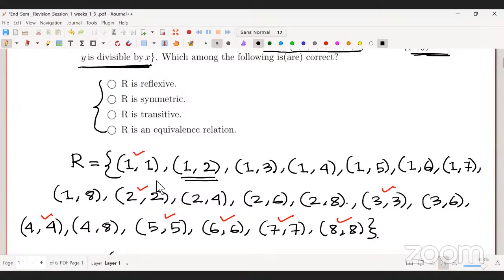Now I can say that this R is reflexive, but R is not symmetric. R is transitive. And what about whether R can be an equivalence relation? No, sir, because it's not symmetric. So I can say that a relation is an equivalence relation if R is reflexive, symmetric, as well as transitive. In our case, R is reflexive and transitive, but R is not symmetric. So that's why R is not an equivalence relation.